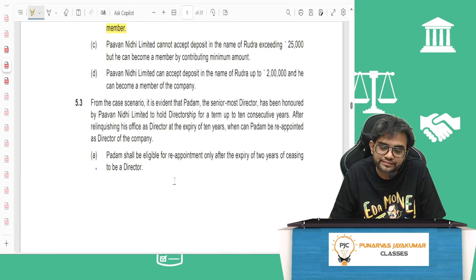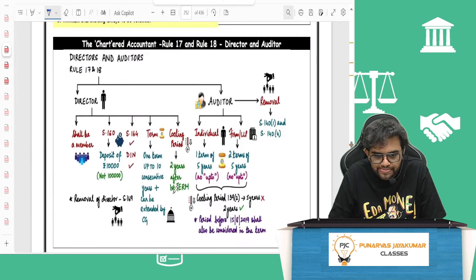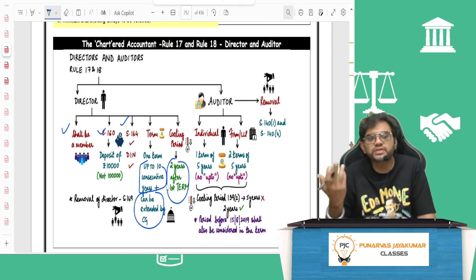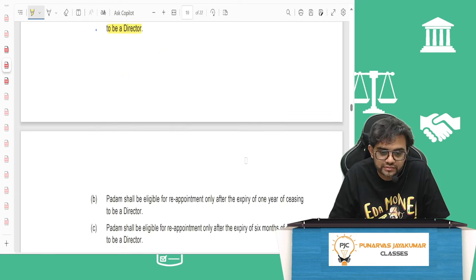Direct questions, very simple. From the case scenario, it is evident that Padam, the senior most director, has been honored for 10 consecutive years. After relinquishing his office, when can Padam be reappointed as director of the company? What is the cooling period for director? Here, first of all, director shall be a member. He should have a deposit of 10,000. He should have a DIN. Term is one term up to 10 consecutive years and can be extended by the CG. Cooling period 2 years after the first term. That's all direct. So coming to this, yeah, this one. 2 years from ceasing to be a director.